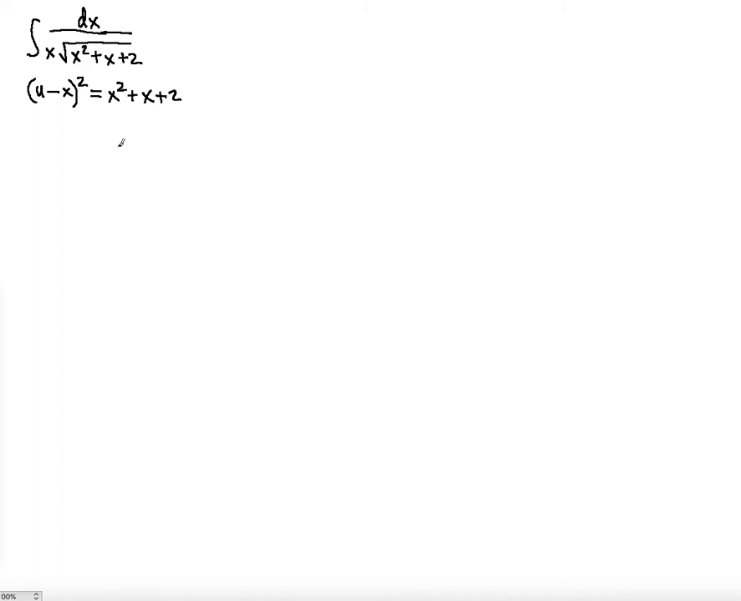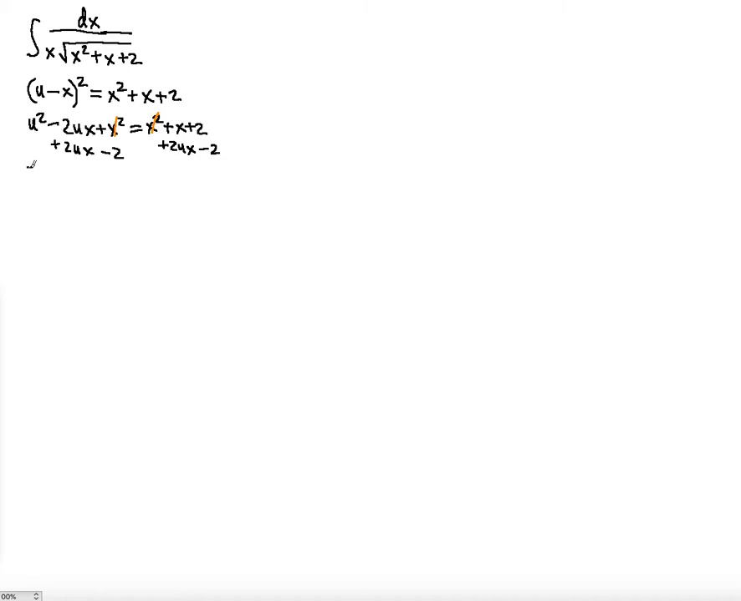Solving for x is a little bit difficult, but you should do that because you need the dx. So u squared minus 2ux plus x squared is equal to x squared plus x plus 2. The x squared terms are gone. Then you add 2ux on both sides, and then subtract 2 on both sides, because you want to isolate the x.